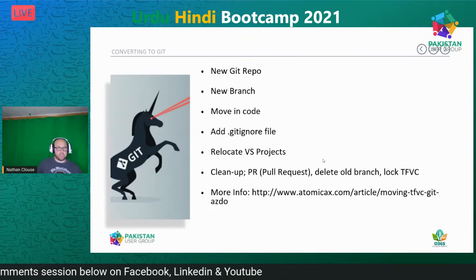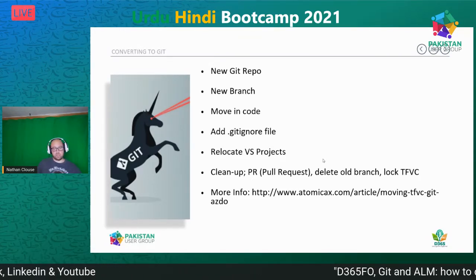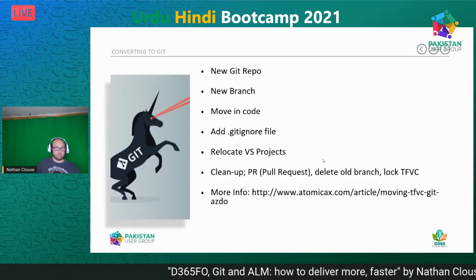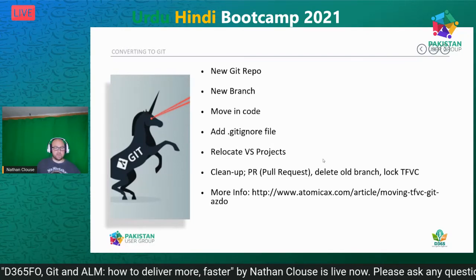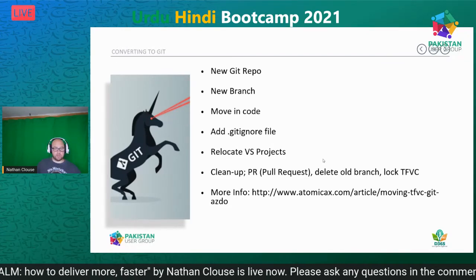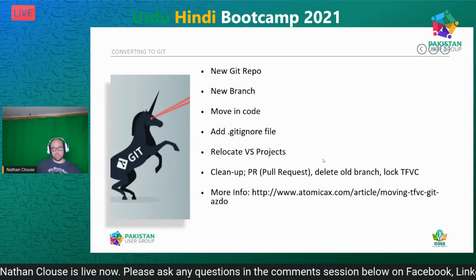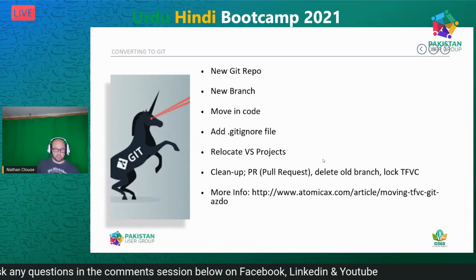So when we convert to Git, really quickly, if you're using TFVC and you want to switch, it's really simple. Create a new Git repo inside Azure DevOps, make a new branch, copy your code over, add a .gitignore file, relocate your Visual Studio projects, and do some basic cleanup with a pull request, delete the old branch, and then you lock TFVC.